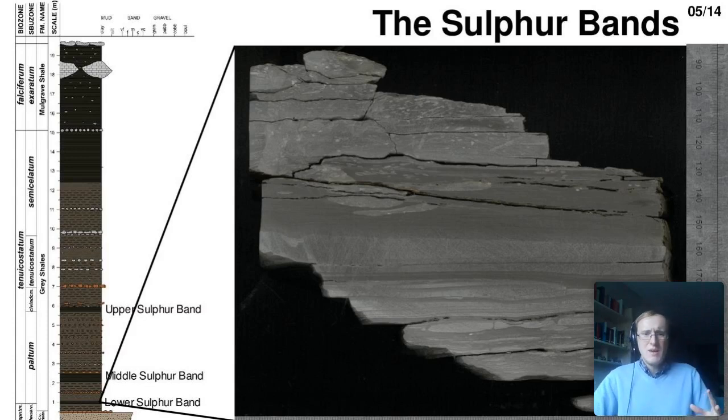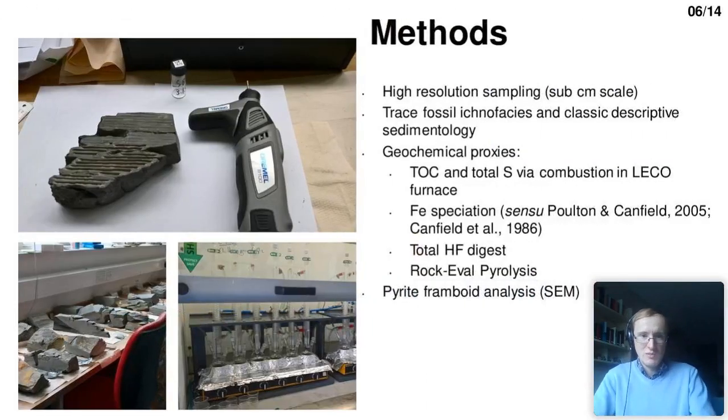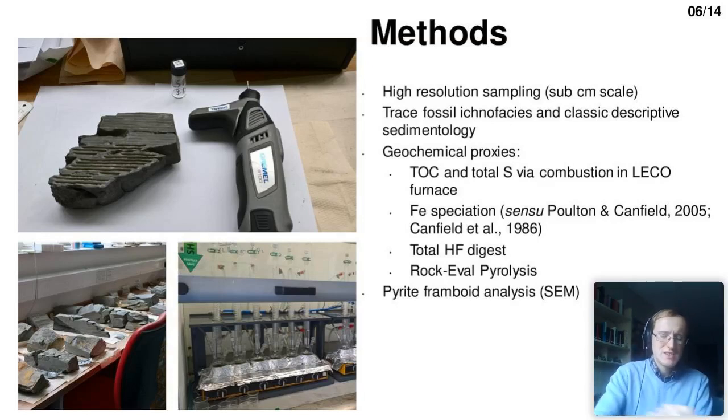So part of the reason that you think these imply persistently reducing conditions is because previous studies on the sulphur bands and the formation in general focus on meter scale variability and not centimeter scale variability, which is where my work comes in. I'm taking a multi-proxy approach to studying both the shale beds and the sulphur bands at sub-centimeter scale, comparing ichnofacies and classic descriptive sedimentology with geochemical proxies such as iron speciation, a total digest, and some palynological work as well.